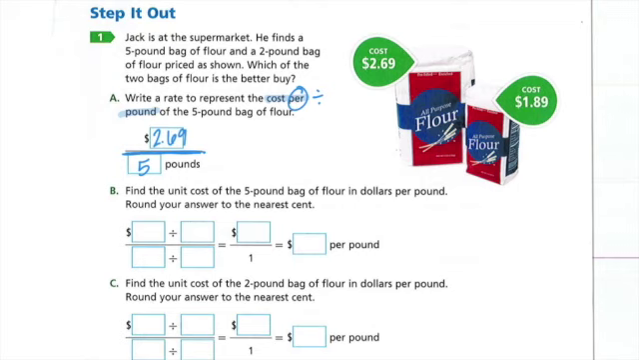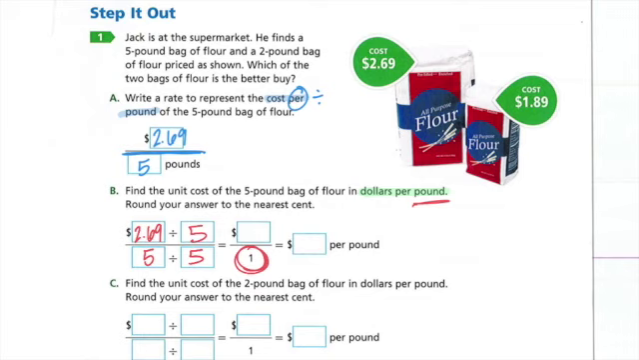These problems will tell you what to do, dollars per pound. So that means we put dollars on top and pounds on the bottom, right? So it was $2.69 for 5 pounds. But I want per pound, I want just 1 pound on the bottom. That's my unit rate. How do I go from 5 to 1? Divide by 5. And then we're using our calculator.